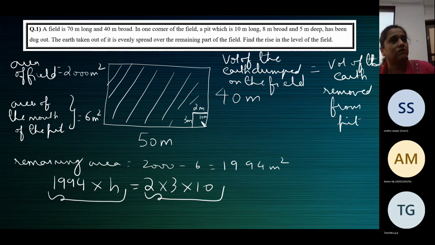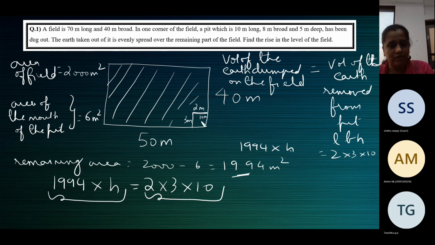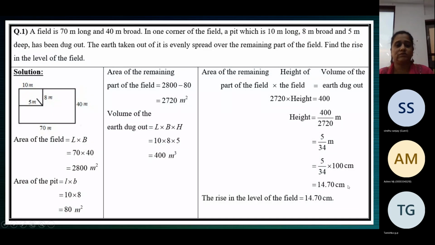So what's the volume of the earth removed from the pit? L into B into H. That you know. 2 into 3 into 10. What is the volume of the earth dumped on the remaining part of the field? Volume is area into height. What's the remaining area? 1994. Into height, I don't know. You also don't know. So into H. This is the equation. Understood? Please work it.